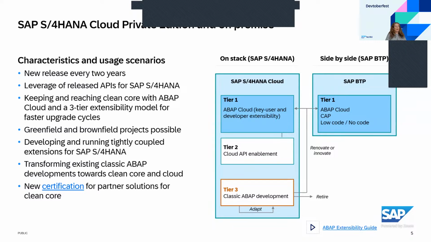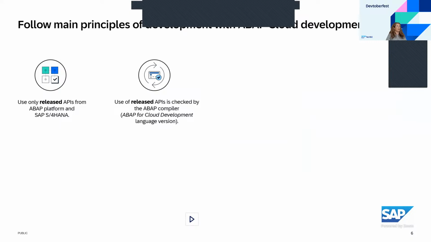So the three-tier extensibility model is also described in our ABAP extensibility guide, and this is a central piece to use in order to enable you to develop in a clean core way inside of your S/4HANA system. So here at one glance, the main principles of development with the ABAP Cloud development model. You use only released APIs from the ABAP platform and SAP S/4HANA. The usage of released APIs is checked by the ABAP compiler in tier 1.